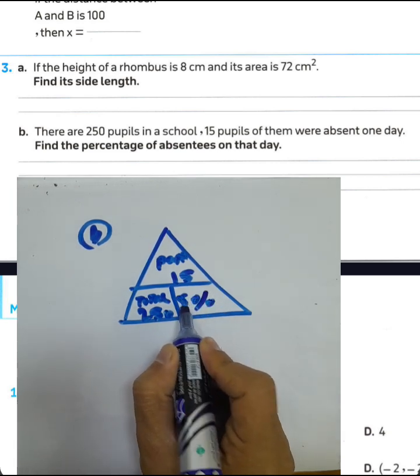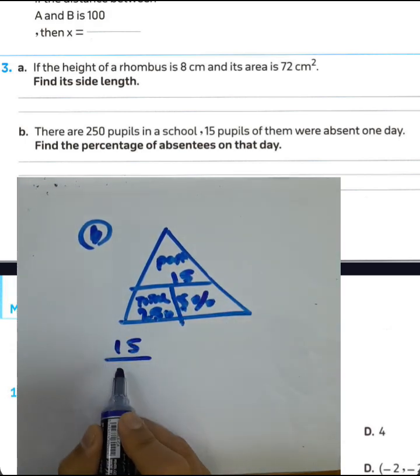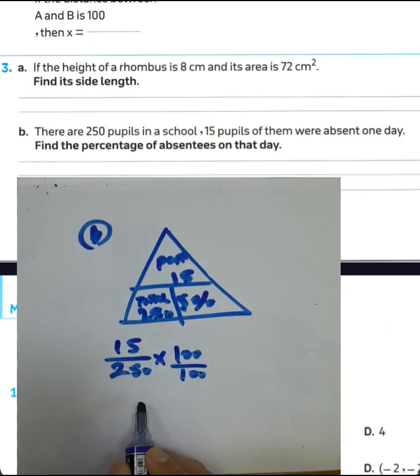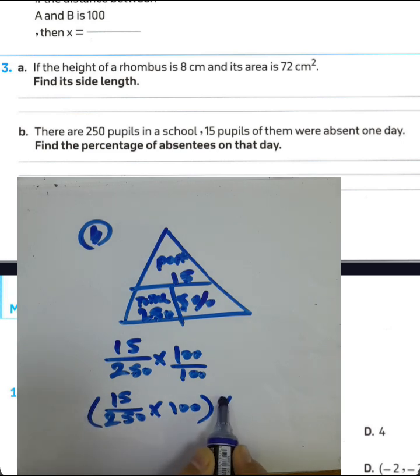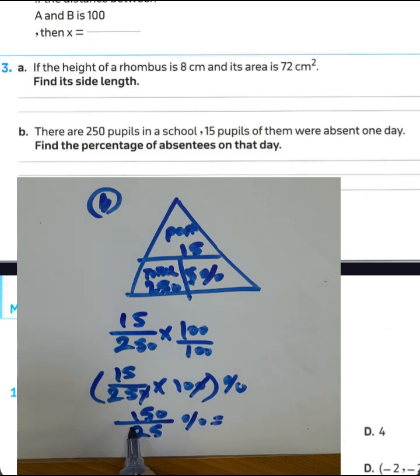To find the percentage of absent, you divide this number here, 15 over 250, times 100 over 100. And then you can write 15 over 250 times 100 percent. And then you can cancel 0 by 0 and the result 15 times 10, it will be 150 over 25. 150 divided by 25, it will be 6, because 6 times 25 equals 150. Then the result will be 6%.